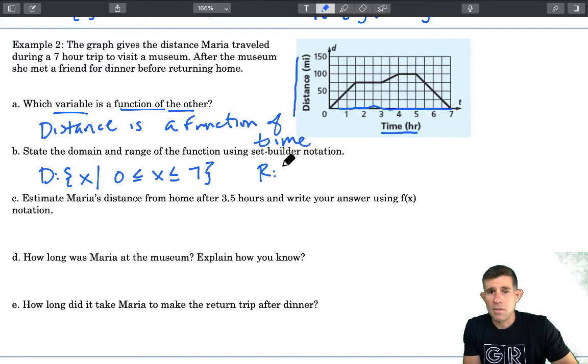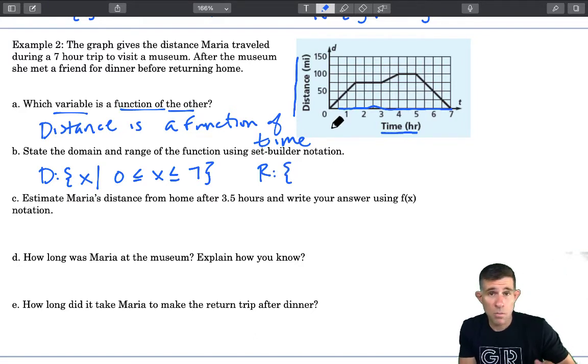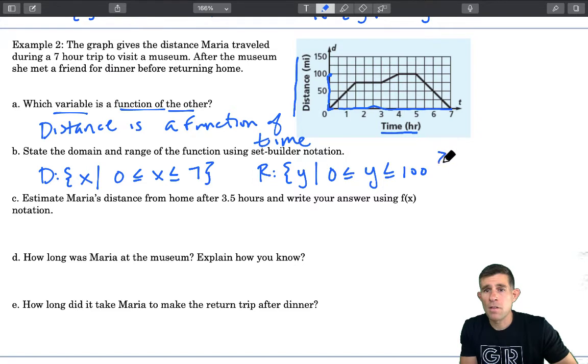All right, next up is our range. Our range is our y values. If we were to flatten this curve along the y-axis, you could see that I'm going to cover everything between 0 all the way up to 100 miles. So all my y values, and again, because this is a continuous function, I can write that as an interval just like this. These are all my y's that are greater than or equal to 0, but less than or equal to 100.